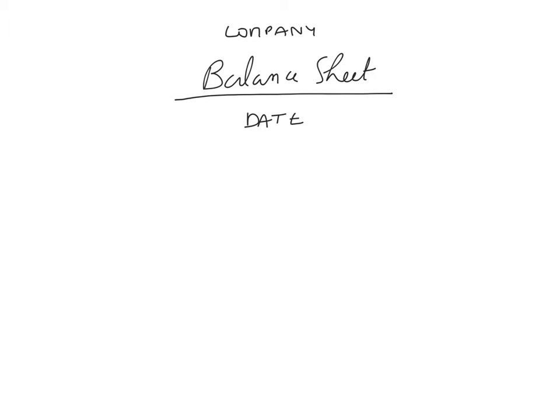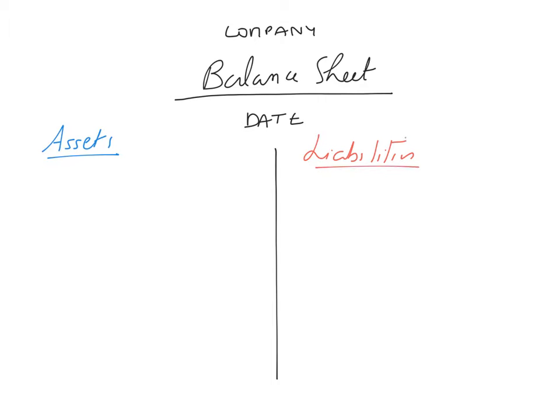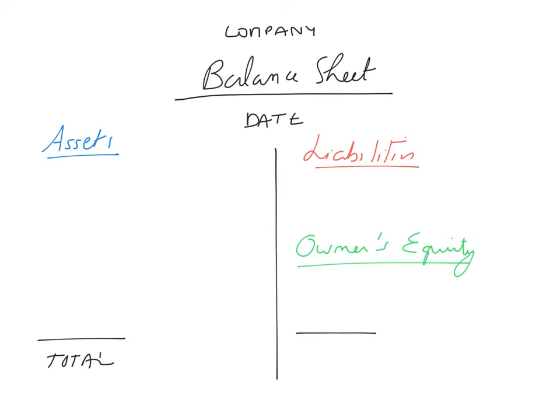A balance sheet will always be divided into two halves and will always contain three elements. First of all, the assets on the left-hand side, next liabilities on the right-hand side, and the third element, owner's equity, also on the right-hand side below the liabilities. You will also see in each of the columns a total, so the total of the assets and a total of all the liabilities plus owner's equity.